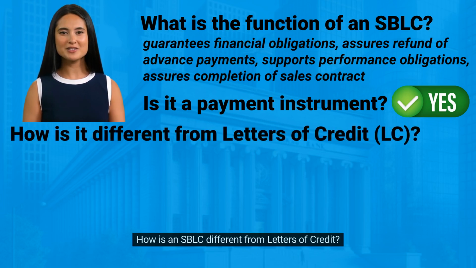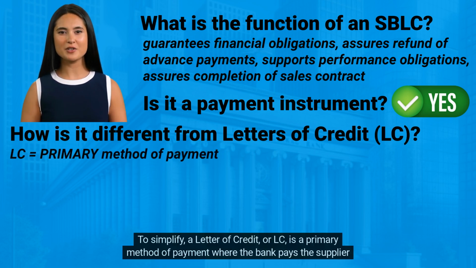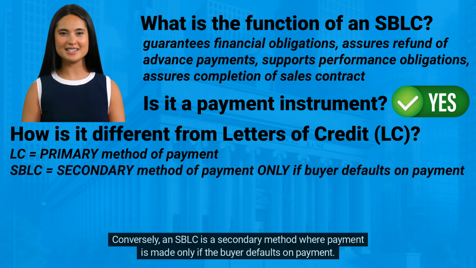How is an SBLC different from letters of credit? To simplify, a letter of credit, or LC, is a primary method of payment where the bank pays the supplier on behalf of the buyer. Conversely, an SBLC is a secondary method where payment is made only if the buyer defaults on payment.